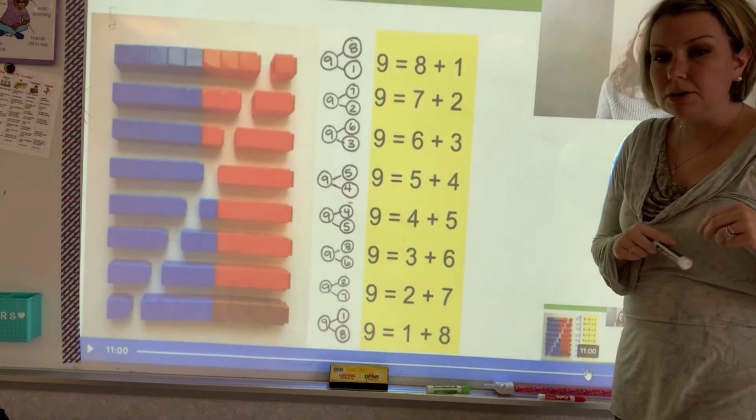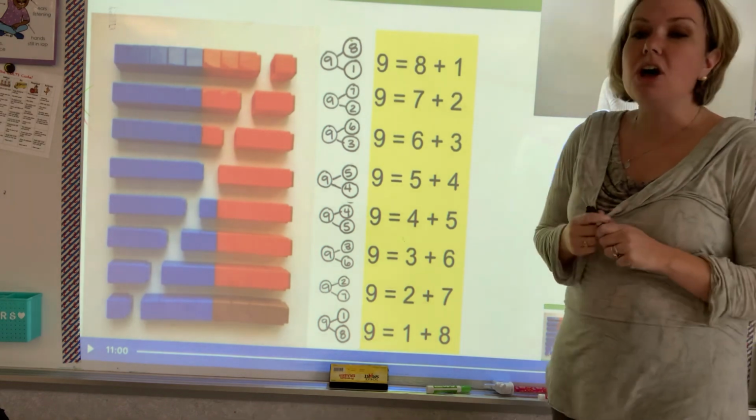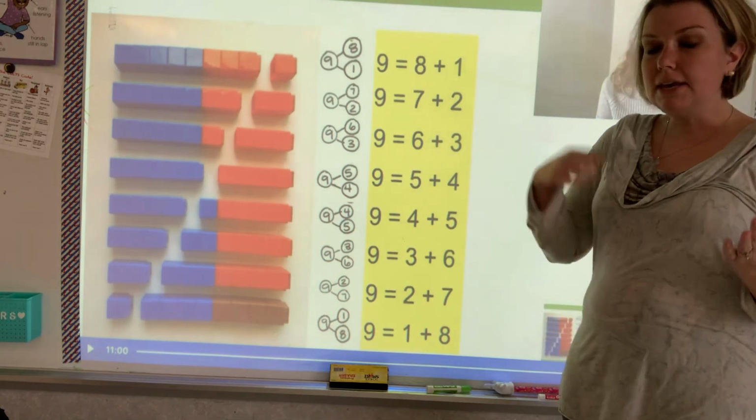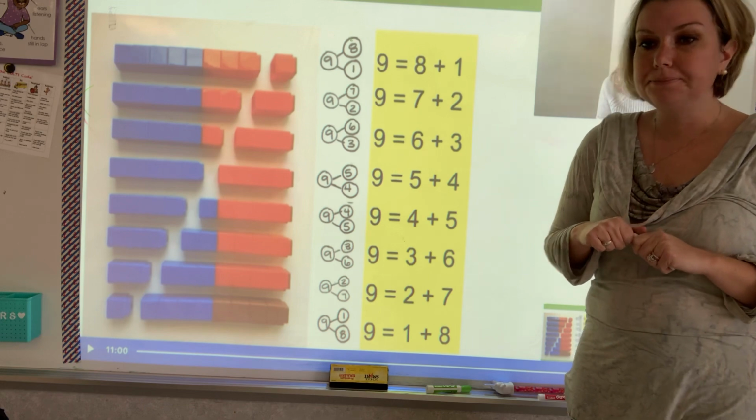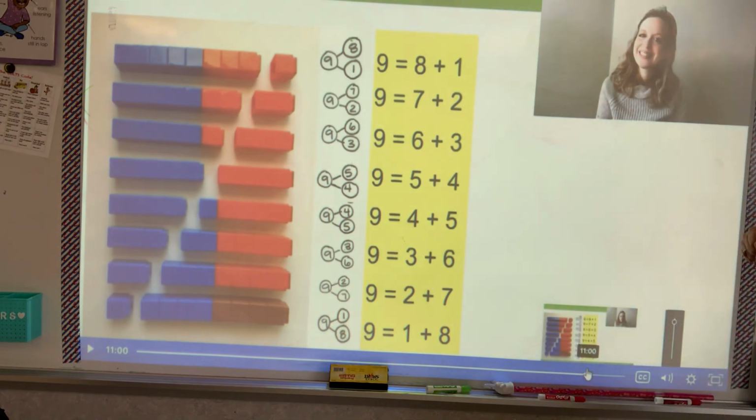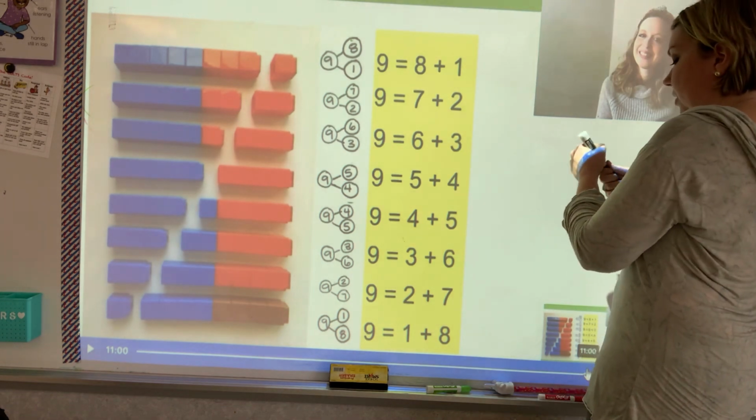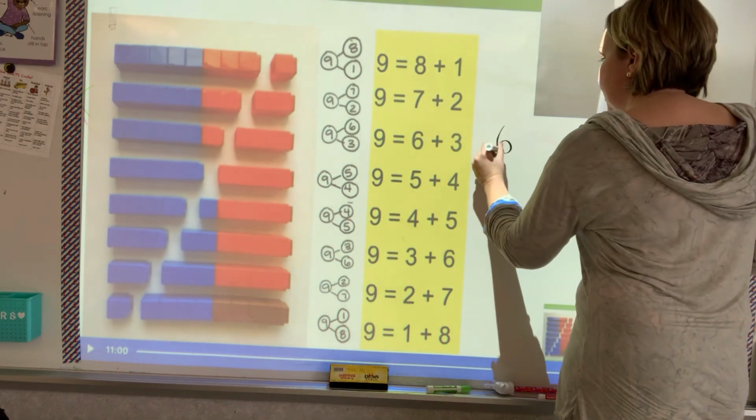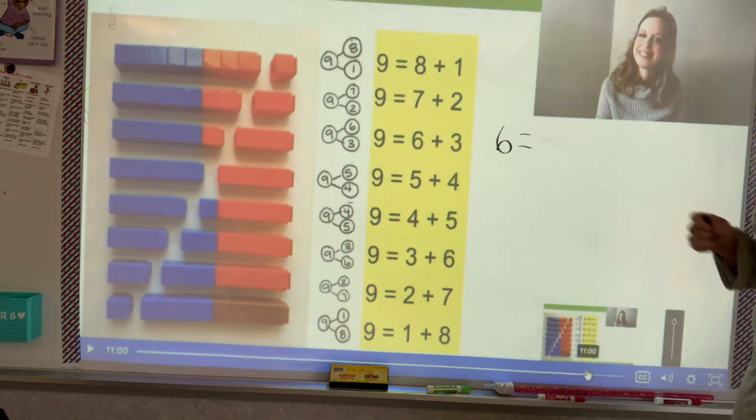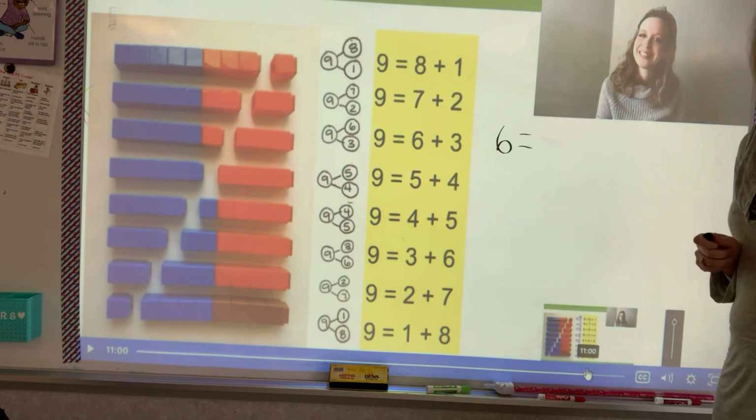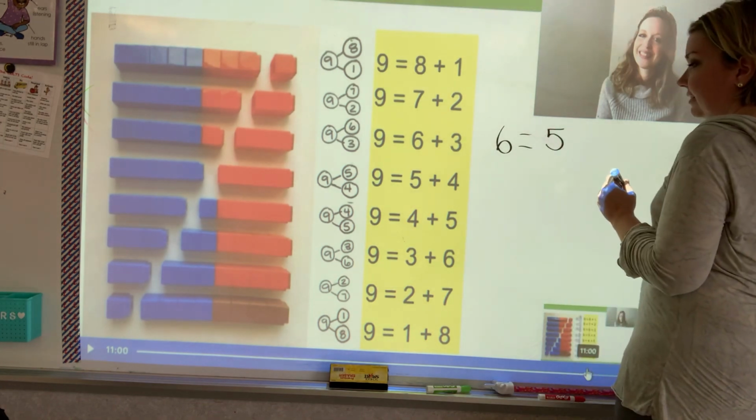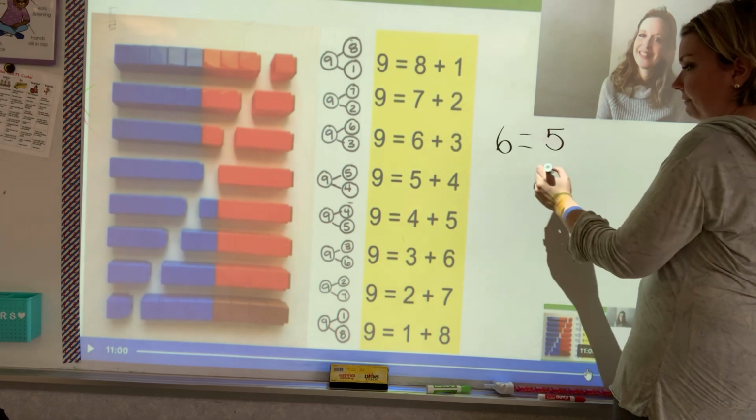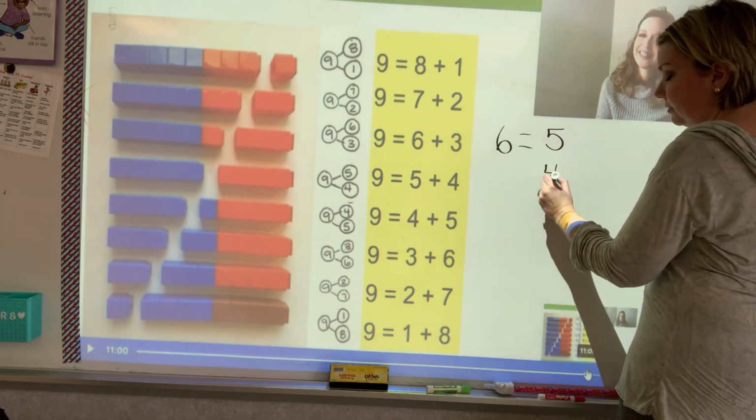Someone raise your hand first, and call out a number between 1 and 9. Anya. 6, because I'm 6 years old. I like it. 6. So our number is 6. 6 equals. What's 1 less than 6, friends? Show me with your fingers. 5. 6 equals 5. Then underneath it, I'm just going to count down.